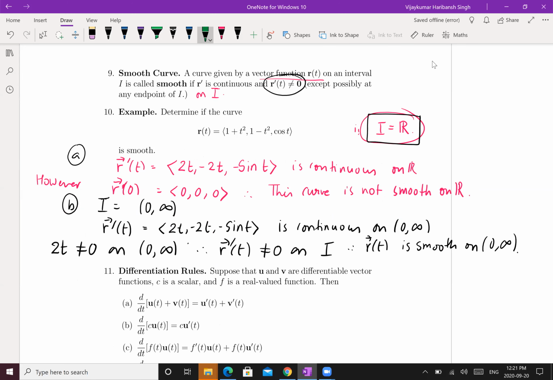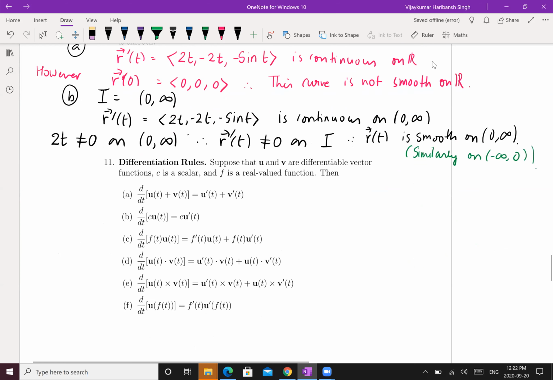Similarly, you can see it is smooth on minus infinity to 0 as well. So 0 is the point where the smoothness is lost. If we consider an interval which does not contain 0, or contains 0 as the endpoint, you get a smooth curve.